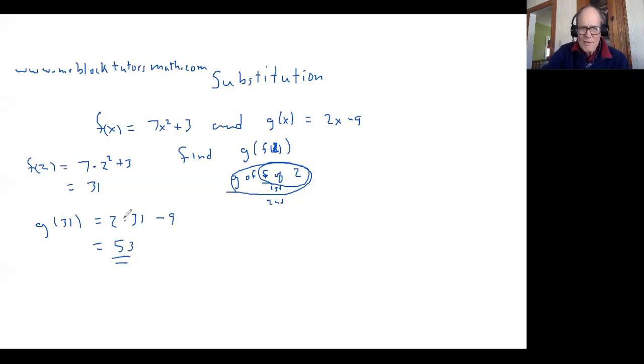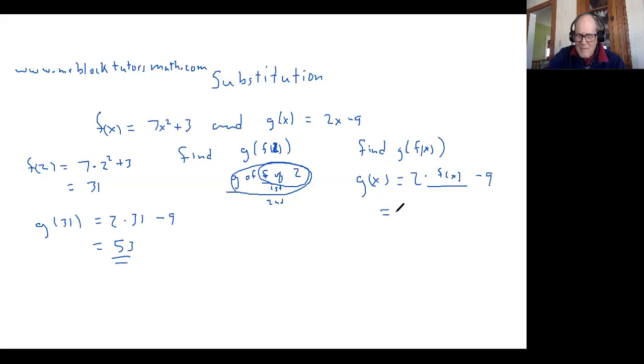Now, an interesting question would be, back to my original mistake, what if they would have said instead, find g of f of x? Well, it's just another substitution problem. You look at g of x and say, well, what is g of x? It's 2 times something minus 9. Well, what something are they wanting us to put in there? They want you to put f of x in there. 2 times f of x minus 9. And what is f of x?